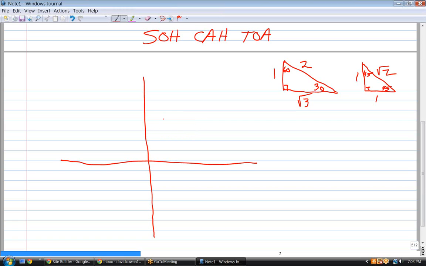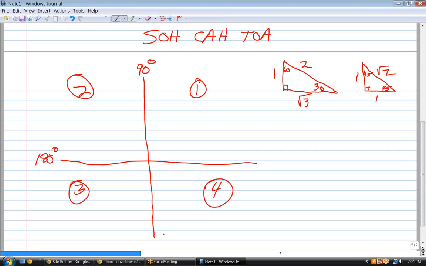So you know how to figure all of the first quadrant angles, right? In other words, you can do 30, 45, and 60 from these two triangles. So let's look at the second quadrant. First of all, this is 1, 2, 3, 4. For angles, for the moment, let's stay in degrees, and then we'll talk about radians also.